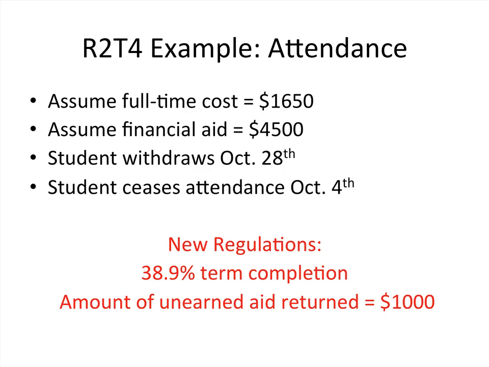and we take whichever's lower. So here we take 38.9% of 1650 because 1650 is lower than the 4500. So the amount of unearned aid is $1,000. So under the new regulations, you can see that this student is going to have a $1,000 bill versus the old regulations where he wouldn't have a bill at all.